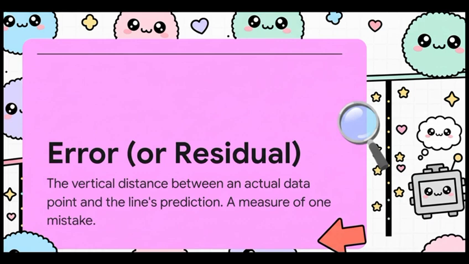So for any single data point, we just look at the vertical gap between where that point actually is and where our line predicted it would be. That little gap right there, that's called the error. Sometimes you'll hear it called the residual. It's the basic building block for figuring out how well our model is doing.